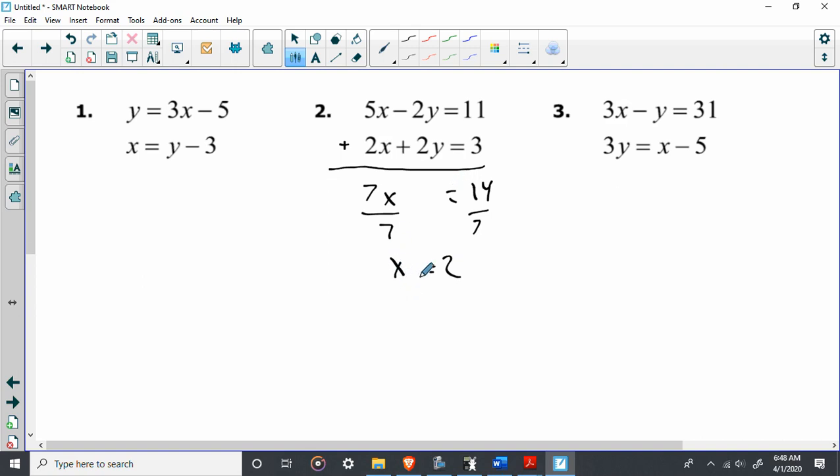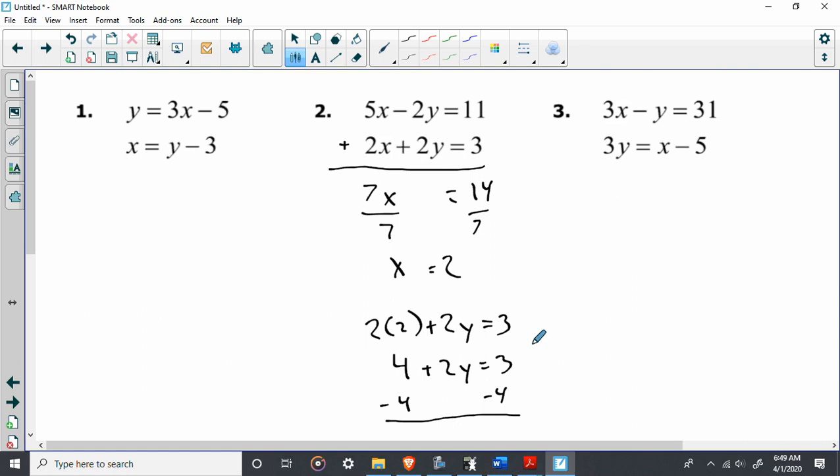Again, we can use either one of these equations to prove this is true. I'm going to say let's use the second one. Let's plug in 2 for x. So we're going to say 2 times 2 plus 2y is equal to 3. We get 4 plus 2y is equal to 3. Oh, we're going to get a fraction. We're going to subtract 4 from either side.